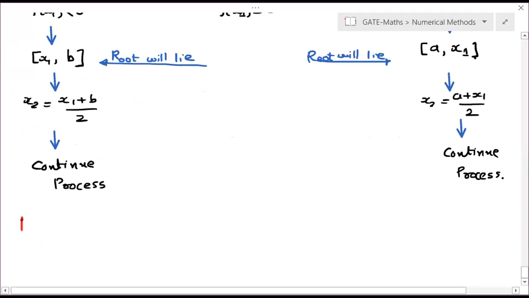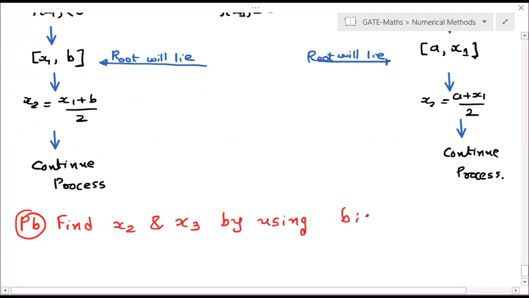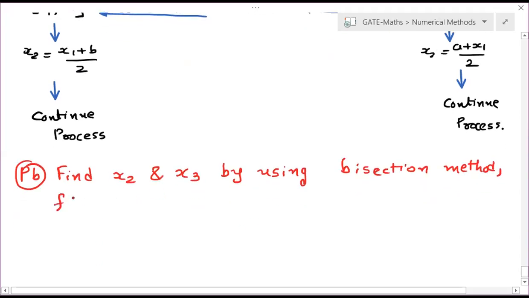So your first problem or first example, see over here. Find x2 and x3 by using bisection method. I will increase speed a little bit to finish this portion in time. x cube minus 4x minus 9 equal to 0. Your initial interval is 2 to 3. So let us start this.